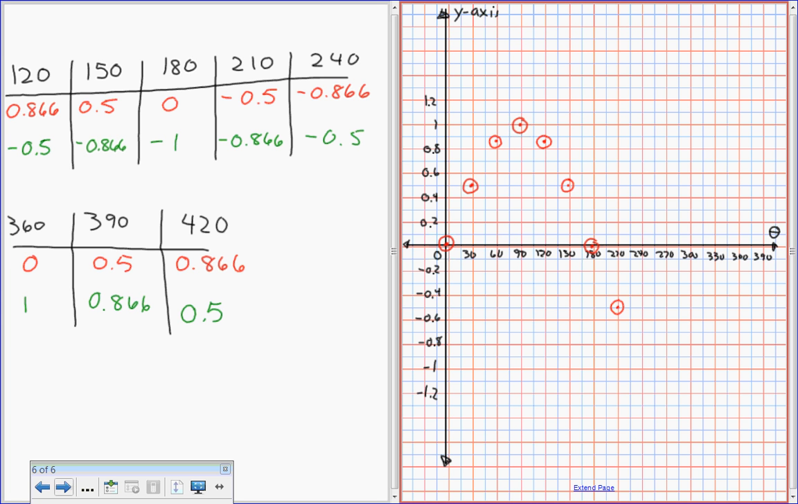You can match them right up with your table. Sine of 240 is going to be negative 0.866. Sine of 270 is going to be negative 1. Sine of 300, 330, 360, 390, and 420 is going to be back up there. That is a beautiful graph.